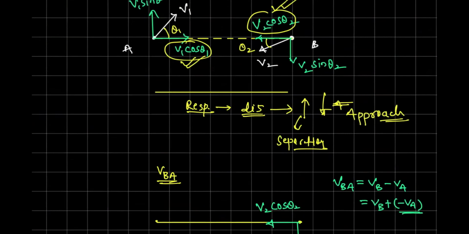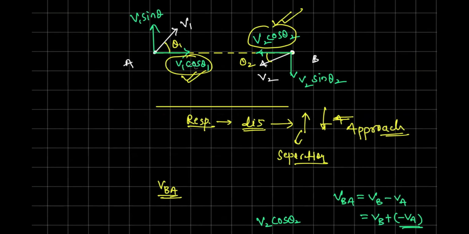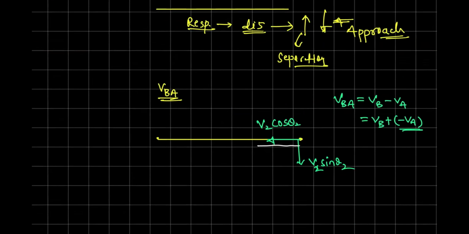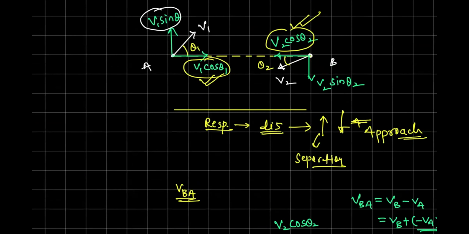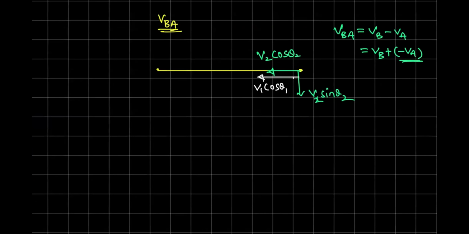So see, what was the velocity of A? That is v1 cos theta 1. So I will add that component this side. So v1 cos theta 1, and there is another component that is v1 sin theta 1. So where will we put this? This side, in opposite direction.